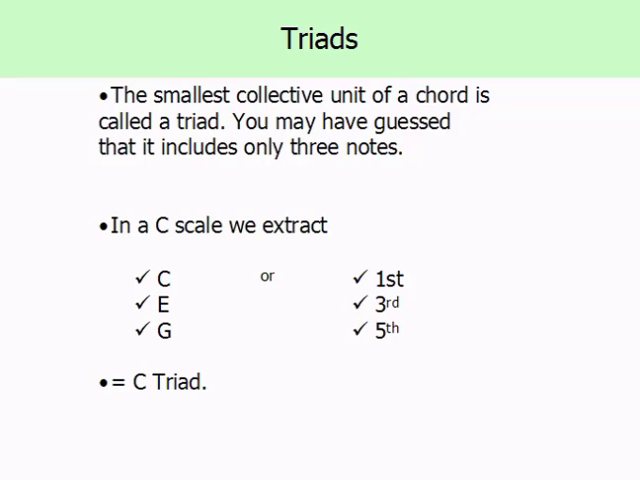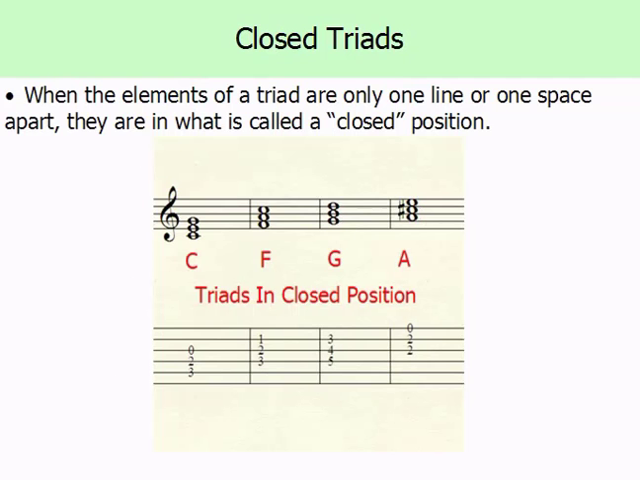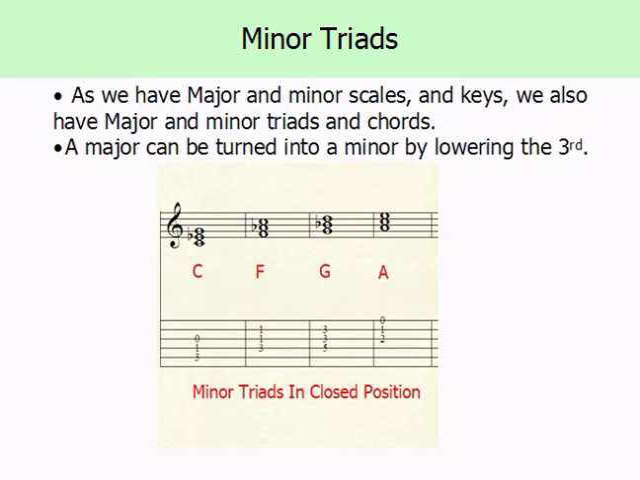In a C scale, we extract the first, which is a C, the third, which is E, and the fifth, which is G. Those three notes will create a C triad, which is what we have here on the left. The C triad denotes C, E, G. If we go to F, the notes are F, the first note in the scale, A, the third note in the scale, and C, the fifth. First, third, and fifth. The G is G, B, D. The A is A, C sharp, E.